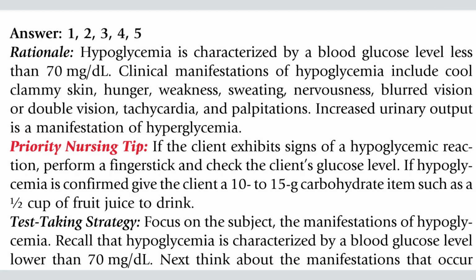Rationale: hypoglycemia is characterized by a blood glucose level less than 70 mg/dL. Clinical manifestations of hypoglycemia include cool clammy skin, hunger, weakness, sweating, nervousness, blurred vision or double vision, tachycardia, and palpitations. Increased urinary output is not a manifestation of hypoglycemia.